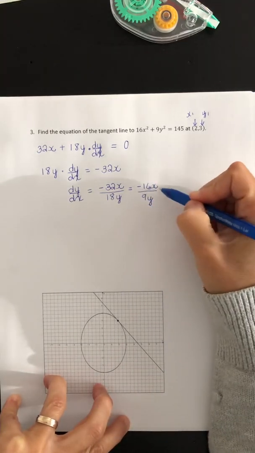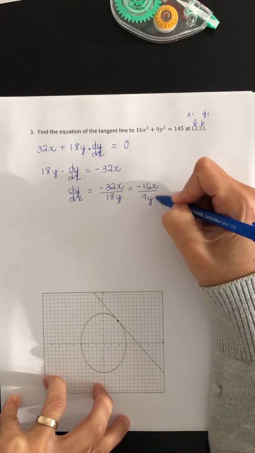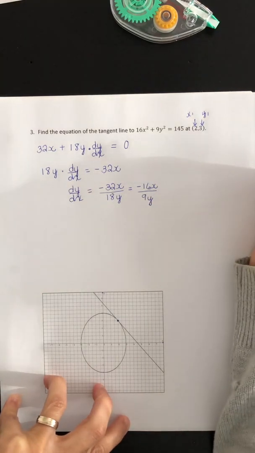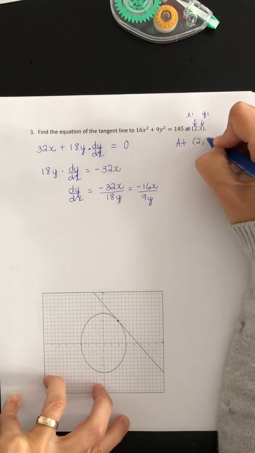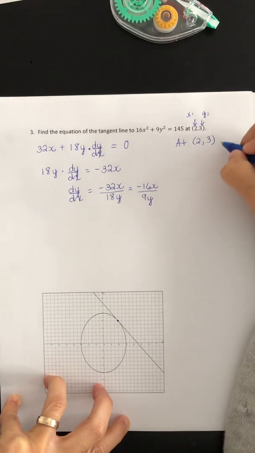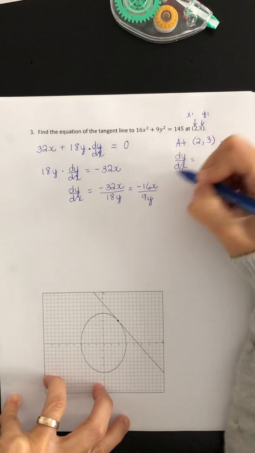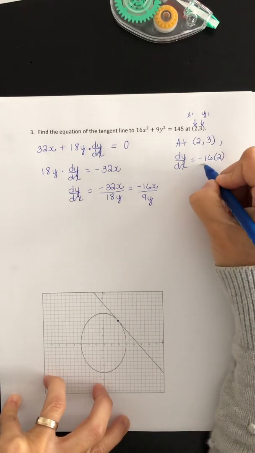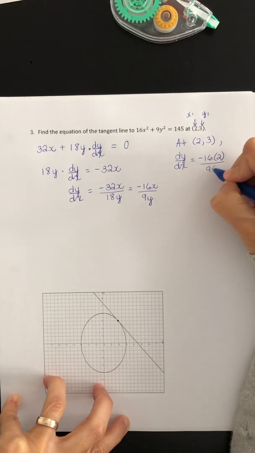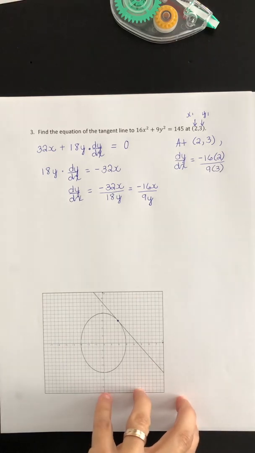What does that mean this time? It means not only do we have to substitute an x value, but we also have to substitute a y value. So let's do that. At the point 2, 3, what's going to happen? Dy by dx will equal negative 16 times 2 over 9 times 3. And that is negative 32 over 27.